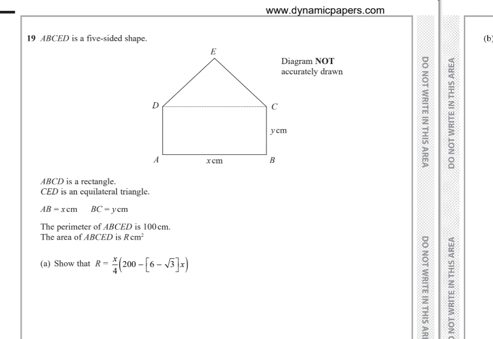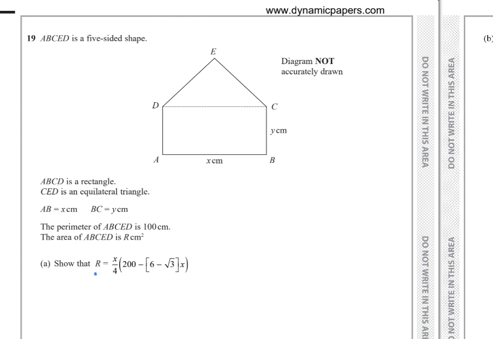Number 19. A, B, C, E, D is a 5-sided shape. A, B, C, D is a rectangle. C, E, D is an equilateral triangle. AB equals x, BC equals y. The perimeter of ABCED is 100. The area of ABCED is R. Show that R equals x over 4 into (200 minus (6 minus root 3) x).